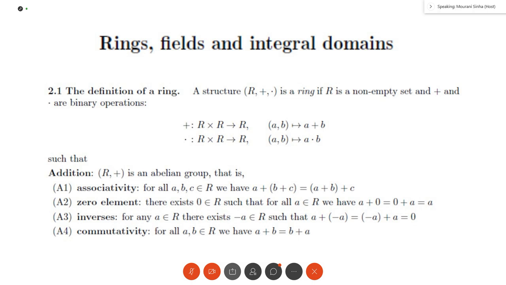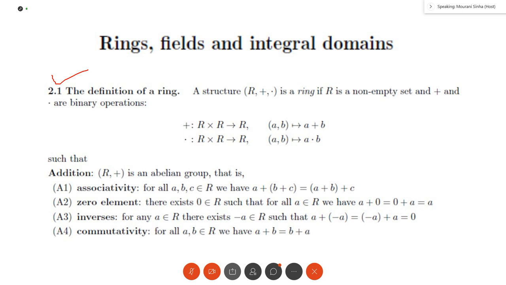So you can check here the definition of a ring. Actually, if you understand the definition, things are simpler. So that's the algebraic structure R, plus, dot. Here R is a non-empty set. You can think of it as the real numbers also. It is a ring under addition and multiplication. These are the two binary operations. They need not always be addition and multiplication.